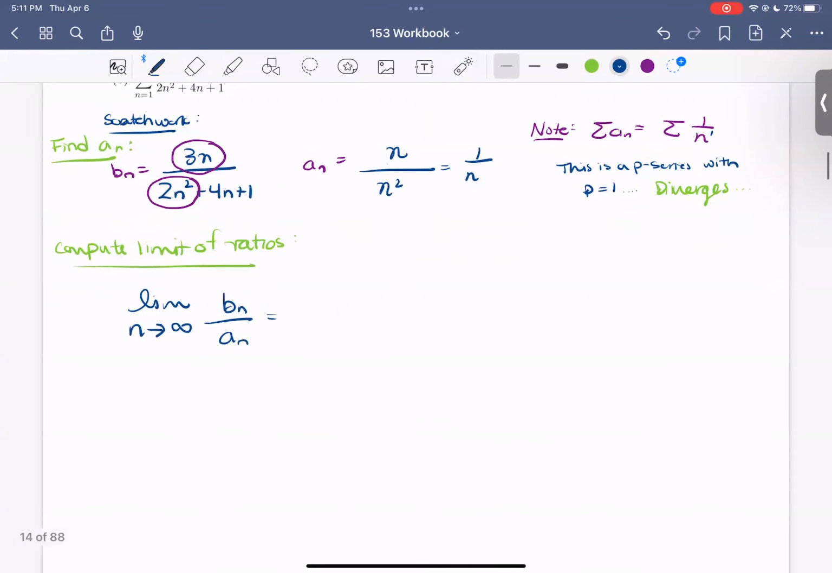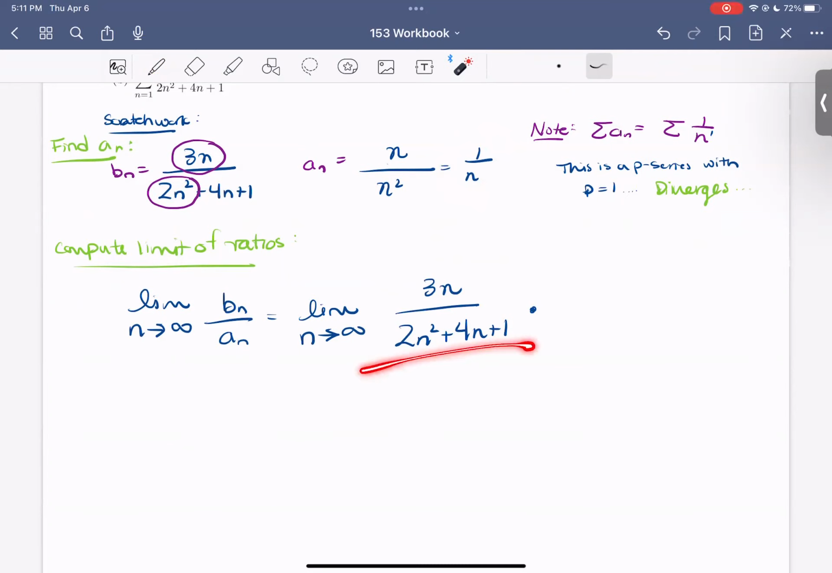So this limit is equal to the limit as n goes to infinity. So I'm just going to plug in my b_n and a_n. So b_n is 3n over 2n squared plus 4n plus 1. Then I'm going to multiply by the reciprocal of this 1 over n. I'm just saving a step here rather than writing the whole division of the fractions and then multiplying by the reciprocal. I'm just doing it in one step here. So the reciprocal of the a_n would be n over 1.